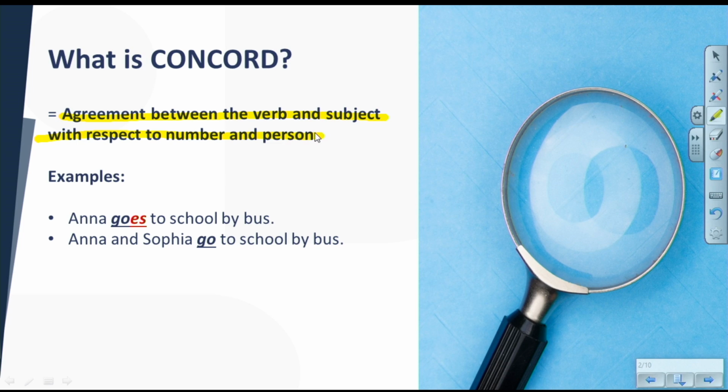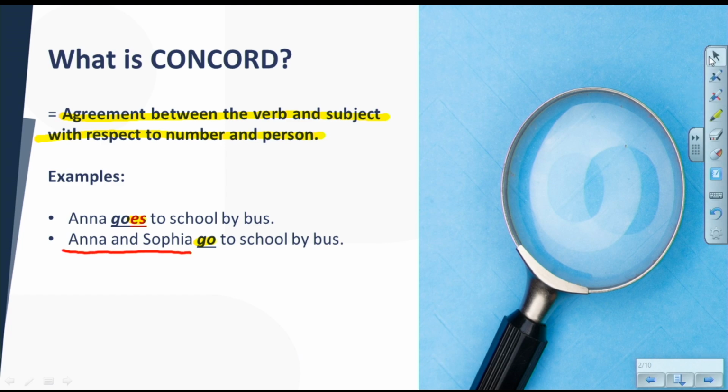So, two simple examples. When I say Anna goes to school by bus, I'm using the verb in the present tense, but with the inflection -es, because I'm using a third person singular subject, she, here expressed by the proper noun Anna. And then we have a second example, Anna and Sophia go to school by bus. Now there is no third person singular inflection because now I have a plural subject.